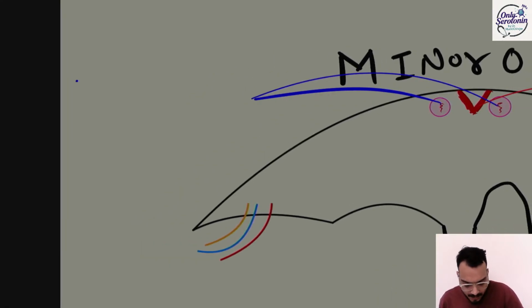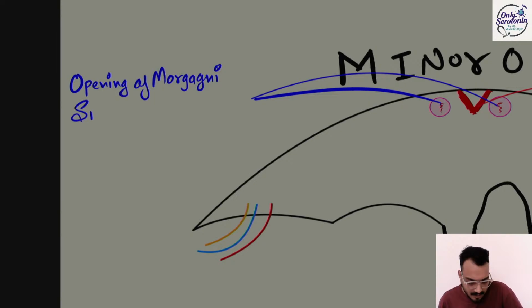The name of this minor opening is your opening of Morgagni and space of Larrey. So it is having two names. The names are opening of Morgagni and space of Larrey. What is coming out from here? The thing which is coming out from here is your superior epigastric artery.